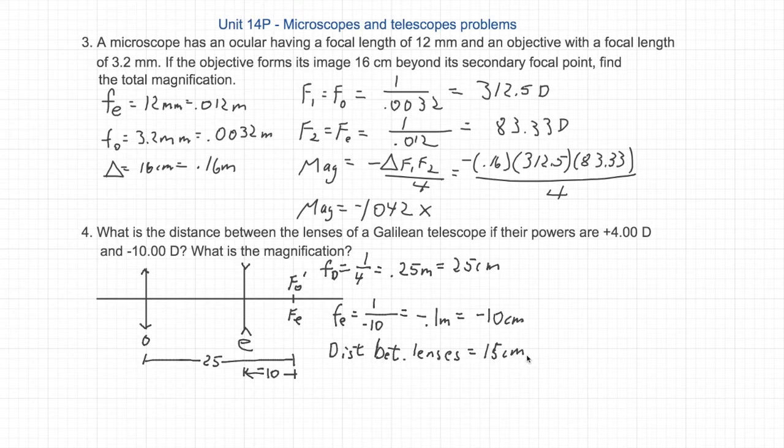Now we're going to determine the magnification with the magnification formula for a telescope, which is minus FO over FE. That's minus the focal length of the objective over the focal length of the ocular, and we get plus 2.5x.